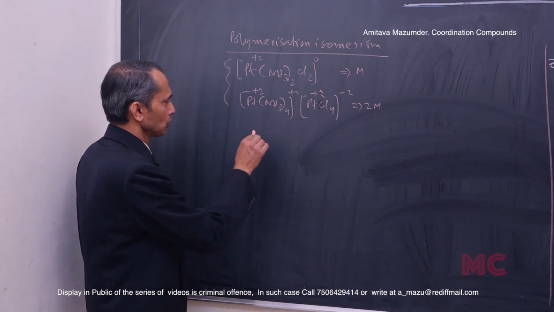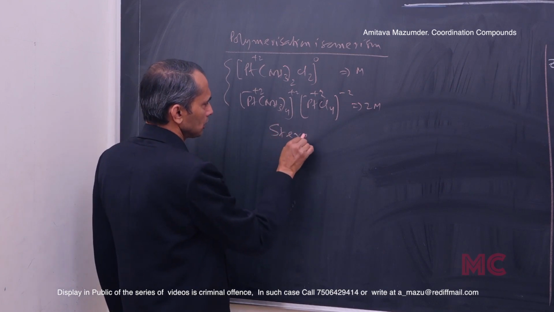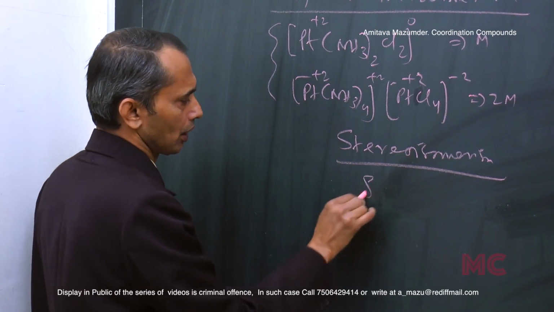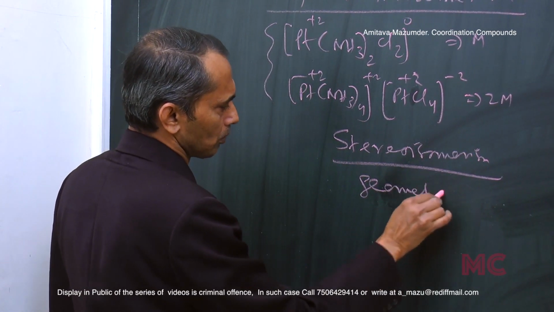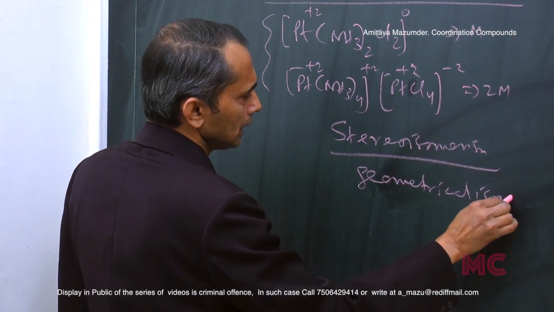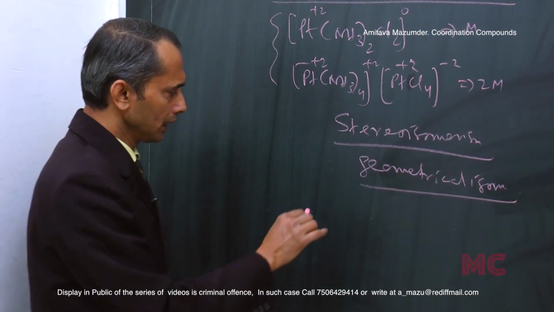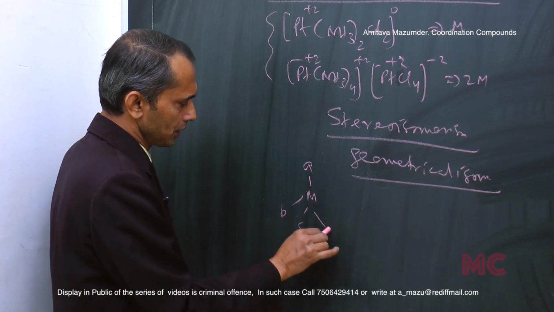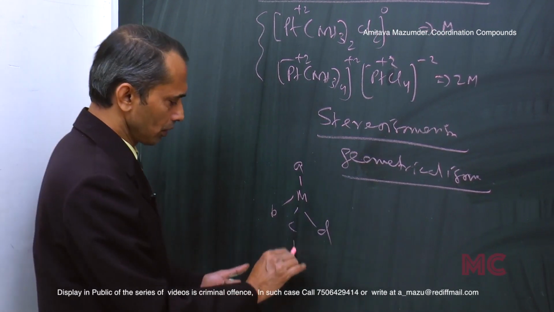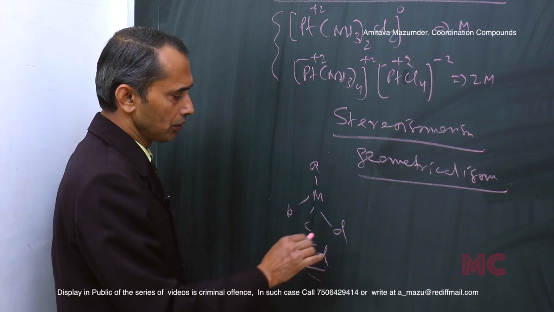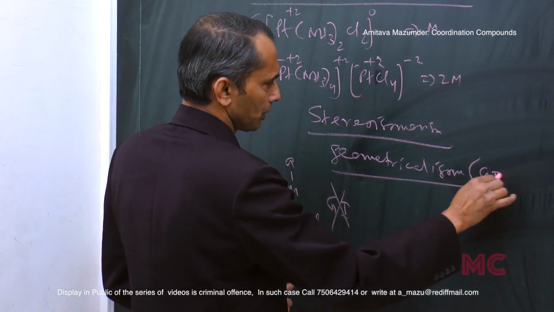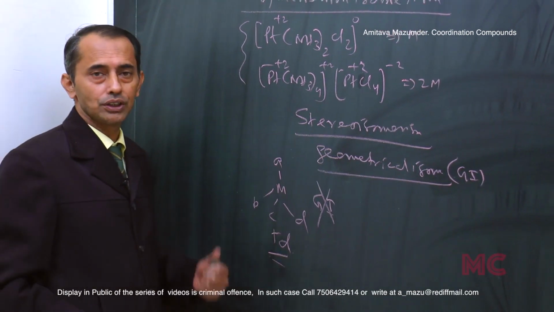Now we will go to stereoisomerism. In this case, first I will talk about geometrical isomerism. In the case of geometrical isomerism, see, if it is a tetrahedral molecule with A, let's say B, let's say C, let's say D, there cannot be geometrical isomers possible. Geometrical isomers are not possible for a tetrahedral molecule.